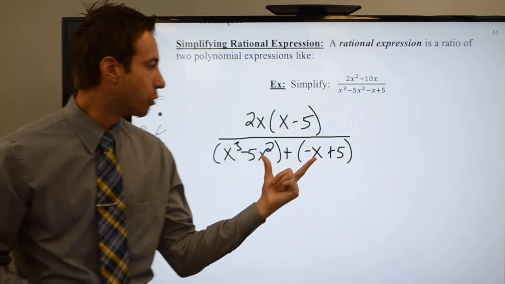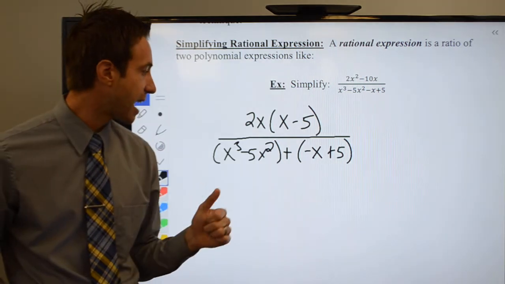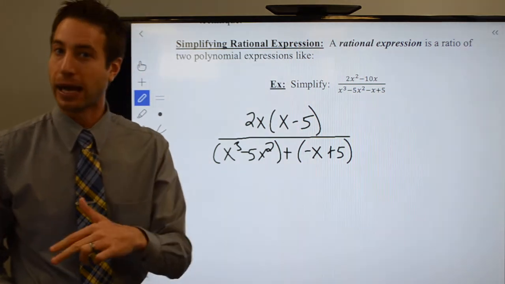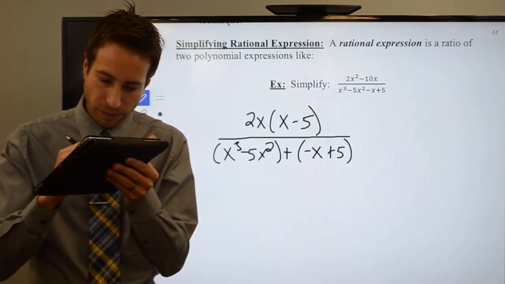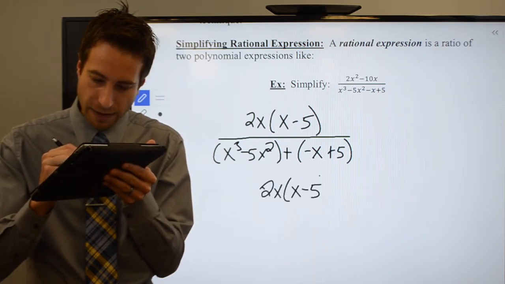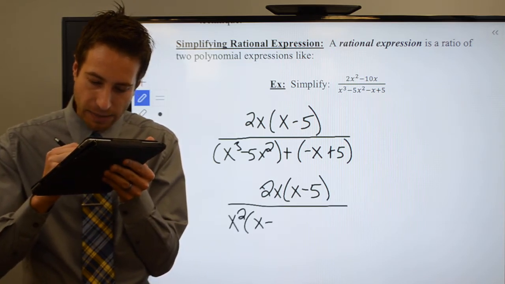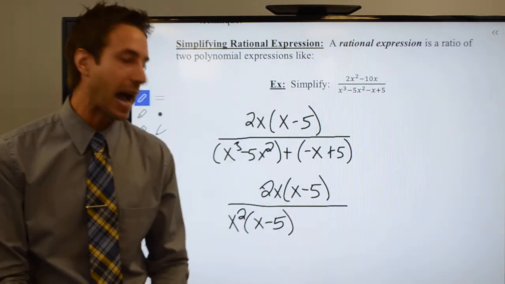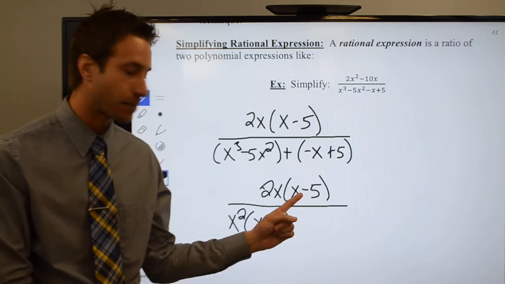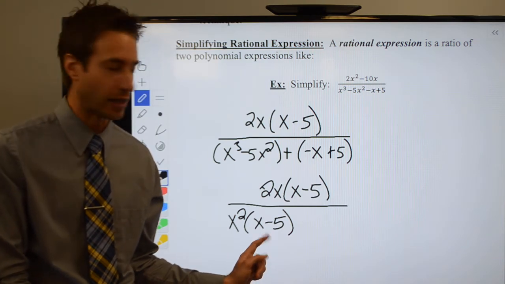All right, so I group those terms together, and now I look for a GCF, which I do have. X cubed minus 5x squared, I can pull out an x squared, leaving me with an x minus 5. At this point, I'm feeling really good about my chances here because I have an x minus 5 in the top and I just got an x minus 5 in the bottom. That looks great to me.